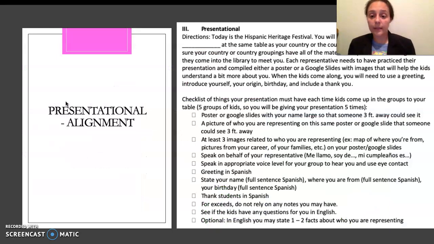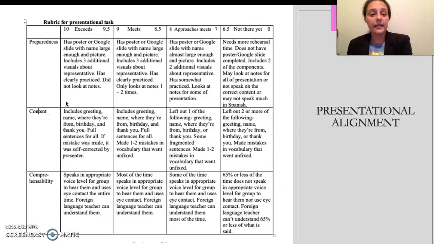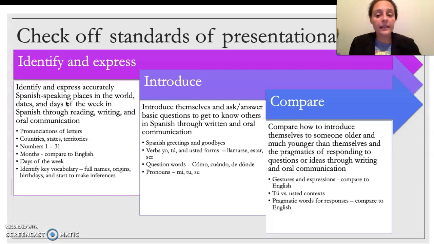Finally, we'll get to the Hispanic Heritage Festival. During this, they will have a poster and Google Slides with them with 3 visuals that represent their representative. Here's their checklist, and here is their rubric. Finally, this met the introduce part of our unit.